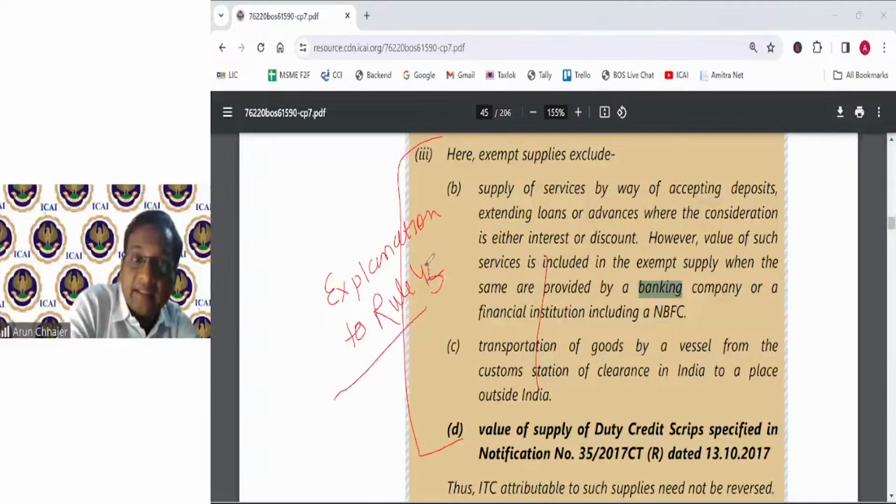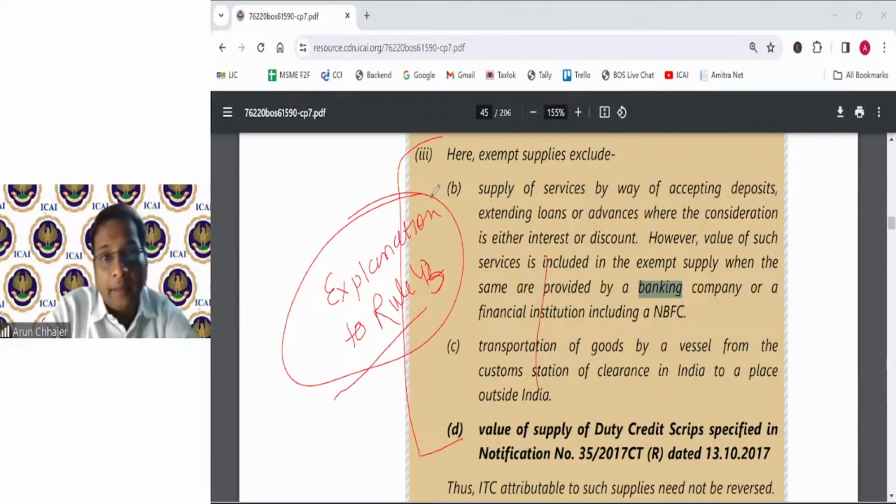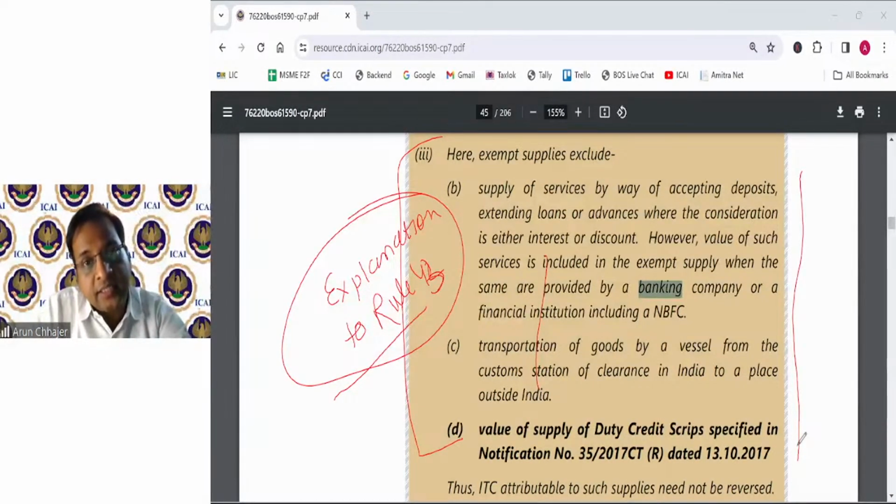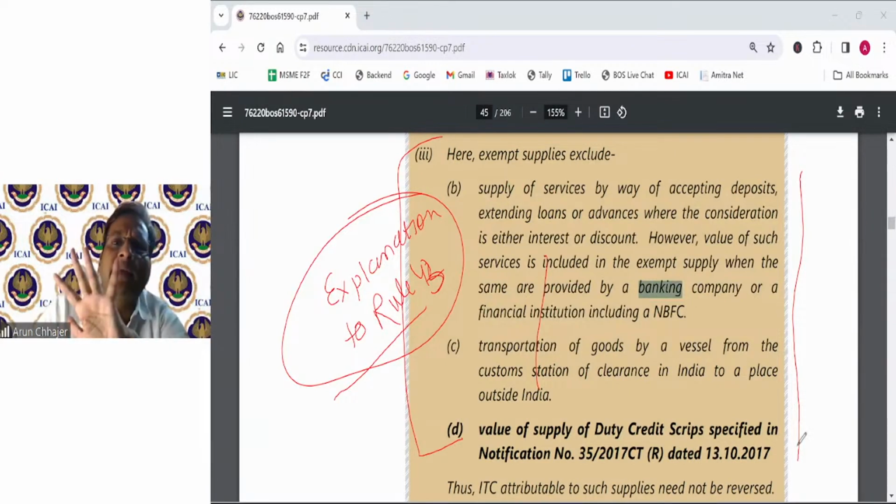It says that for the purpose of Rule 42 and Rule 43, the explanation says that the following are not considered as exempted supply. It means actually these are exempt supply, but only for the purpose of reversal. This will not be treated as exempt supply. In other words, it does not require the reversal of ITC.